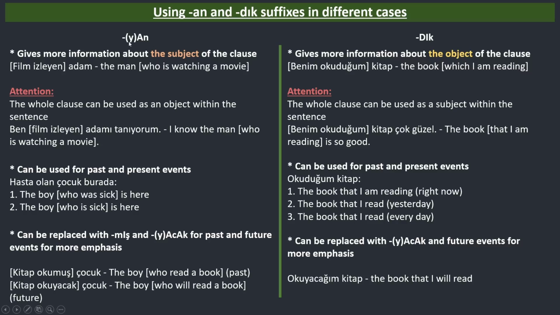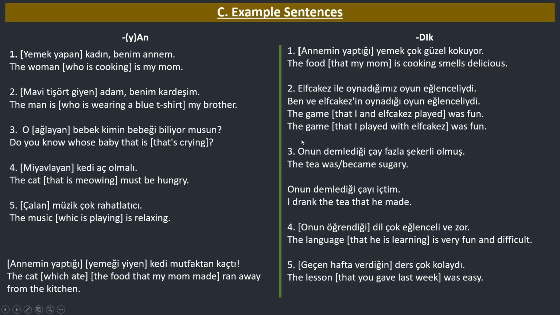Quick reminder, as I said, an and dık. We use the an suffix for the subject and we use dık for the object. As an example sentence: ben film izleyen adamı tanıyorum. I know the man who is watching a movie. And: benim okuduğum kitap çok güzel. The book that I am reading is so good.